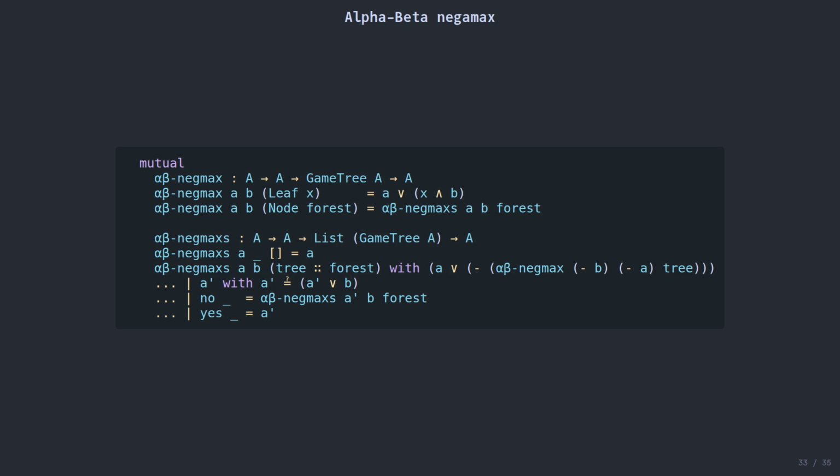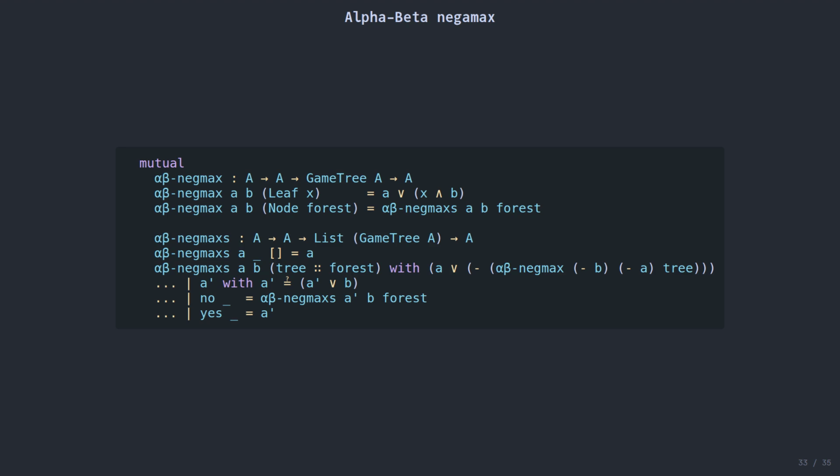The helper function handles lists of subtrees. For an empty list, we return the lower bound, A. For a non-empty list, we evaluate the first subtree using a negated window. This is the negamax symmetry. We flip the signs and swap the bounds.